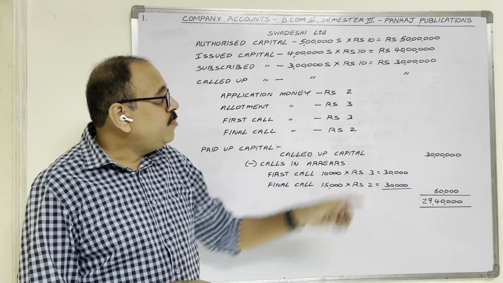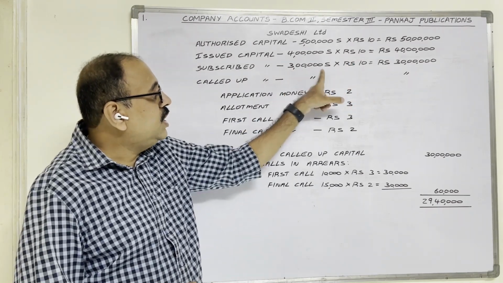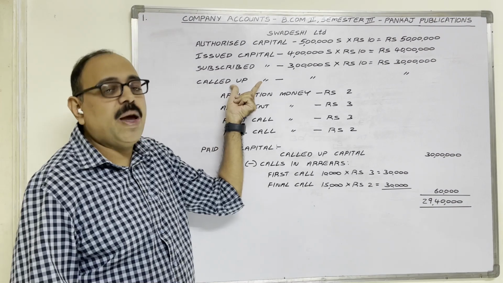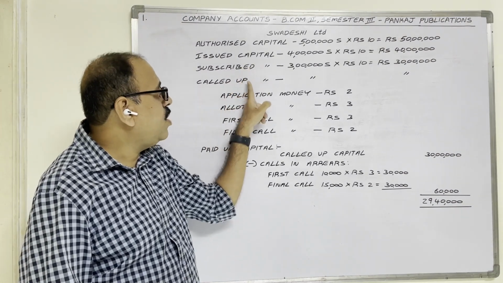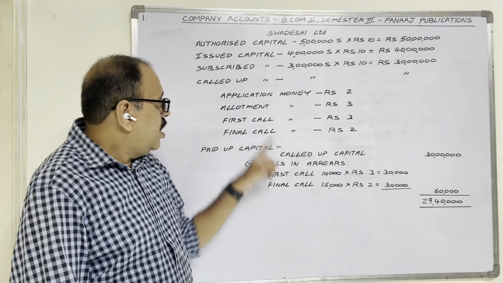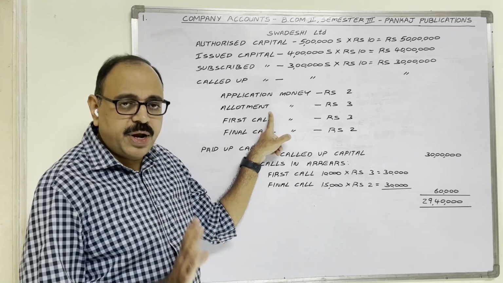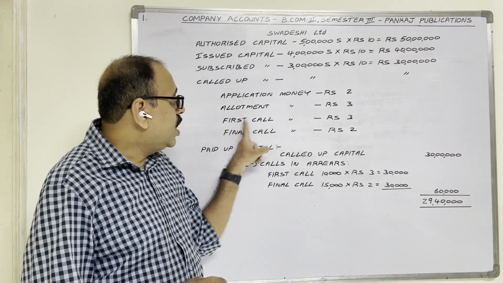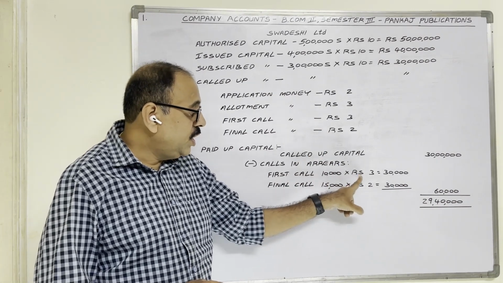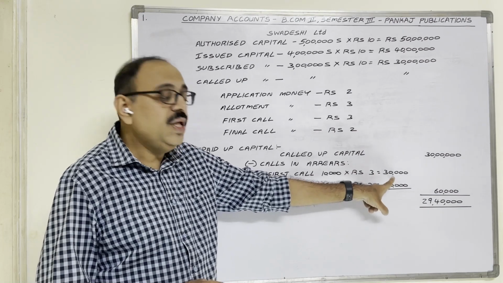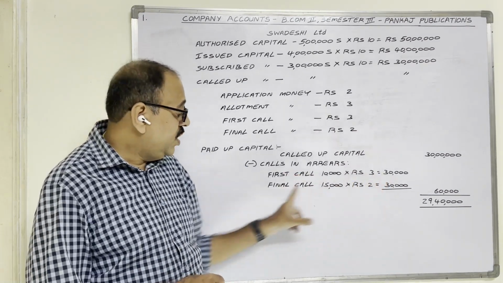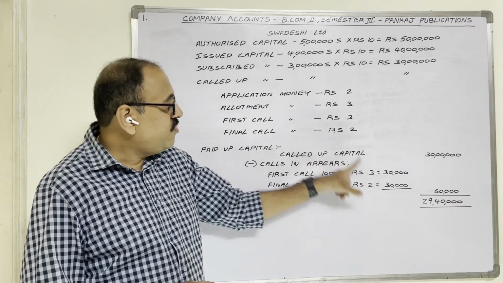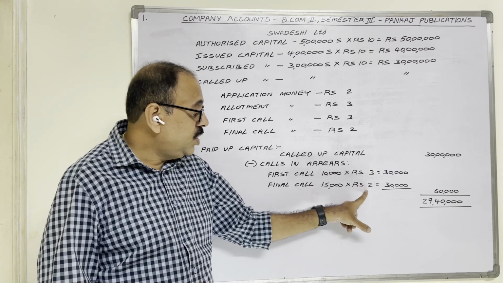That means in the current year, the company called a total of 10 rupees. So 3 lakh shares at the rate of 10 rupees each, 30 lakh, the company called. This 30 lakh is known as called up capital. So in this problem, subscribed capital and called up capital are both the same. How did the public pay? Application money and allotment money, everybody paid. In the case of the first call, on 10,000 shares, the company failed to collect the first call money. So 10,000 into 3 rupees per share, 30,000, did not come on the first call. Similarly, in the case of the final call, on 15,000 shares, the company didn't receive the final call money. The final call per share is 2 rupees, so 15,000 into 2 rupees is 30,000.